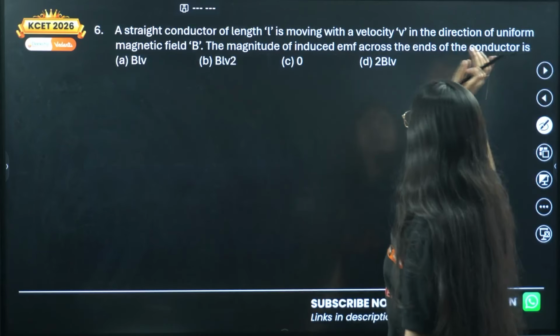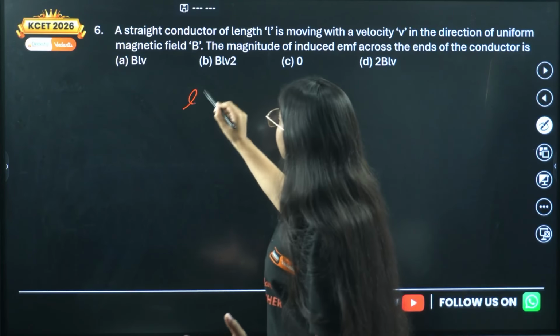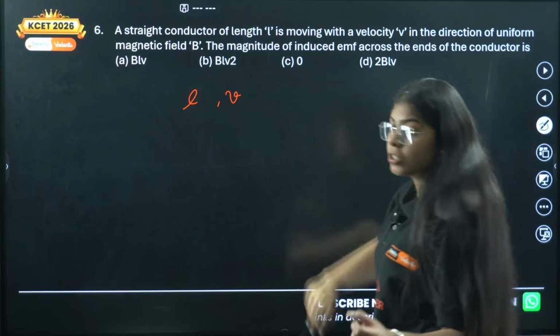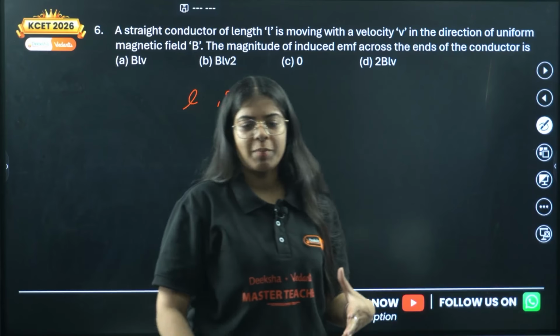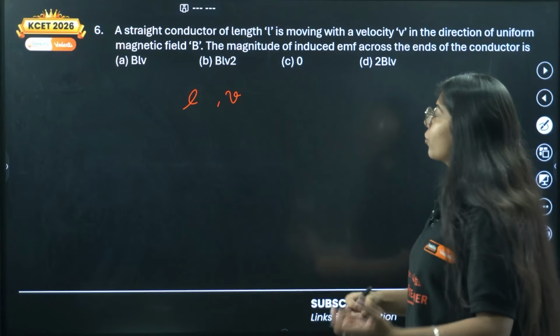It says a straight conductor of length L is moving with a velocity V. Always write down what you are seeing in a question paper. It makes your question a lot of times easier and clearer. Okay?